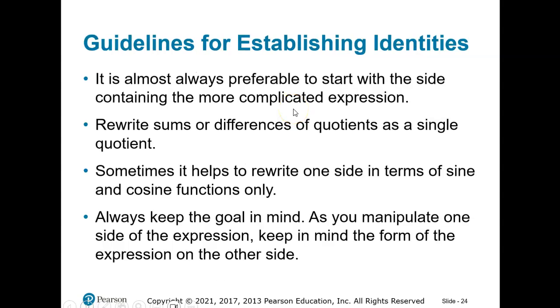All right, even though it's not universal, it's just about universal to start with the more complicated expression. We have more stuff to work with is what I think of when I see more complicated. Write sums or differences of quotients as a single quotient. Again, that's common denominators. Sines and cosines: we have four other trig functions, and they can all be written as sines and cosines. So a lot of times when we're stuck, the best way to get unstuck is to get everything to be the same. All right, and this one, always keeping the goal in mind.